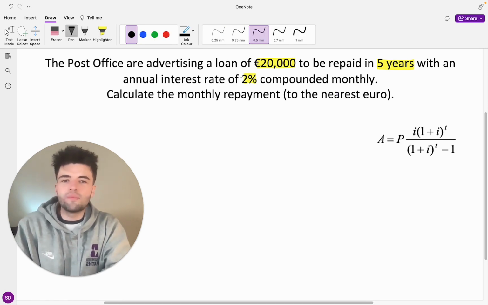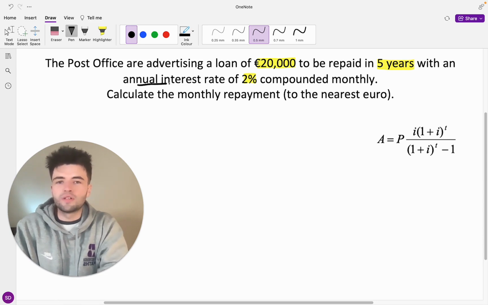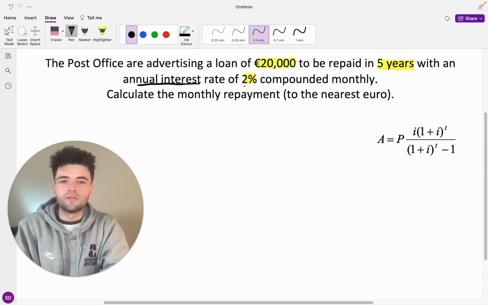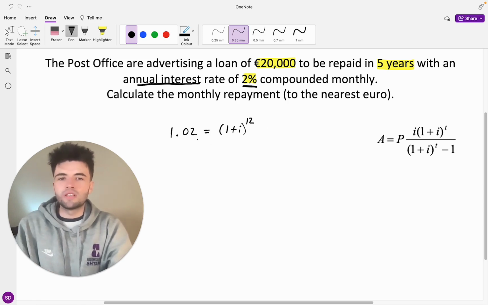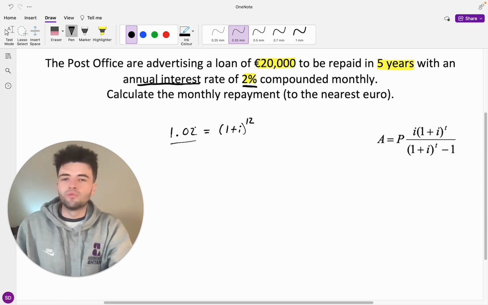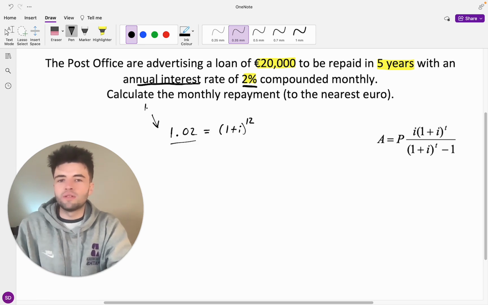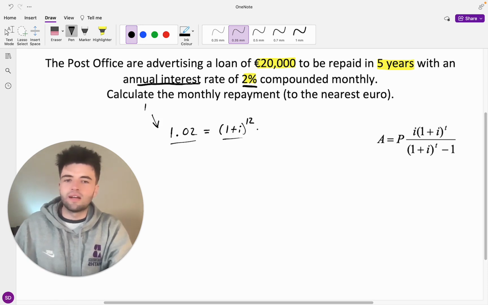Our first step here is going to be to convert this annual interest rate into a monthly interest rate. So it's 2% annually, and we have to find out how much that corresponds to in a monthly amount. The way we do that is we take the 1.02 that we know is the annual rate. The 1 comes from the fact that we start off with a base value of 1, and we add the 0.02 to include the 2%. And then on the right, we have 1 plus I to the 12, because this is our monthly interest rate added and then multiplied by itself 12 times.